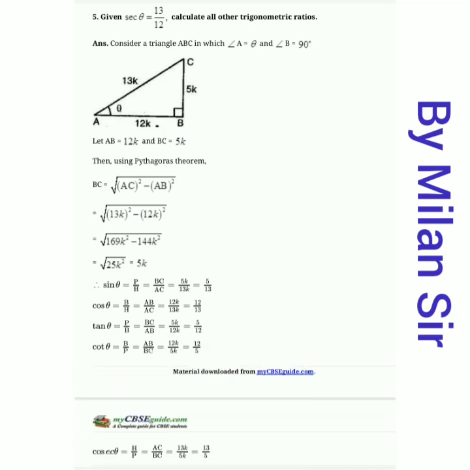So first of all, make one triangle and here theta is given. You can give any name to our triangle, A, B and C. Any angle you can take as 90 degrees. Okay, and give one angle the value theta. Then sec theta is equal to 13 by 12.